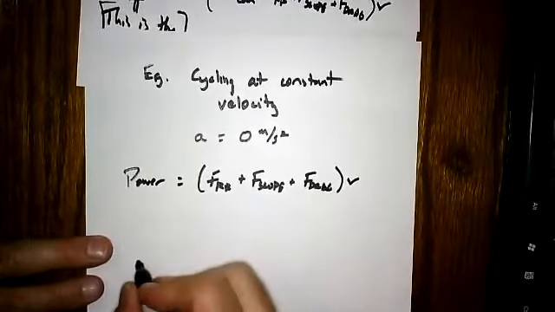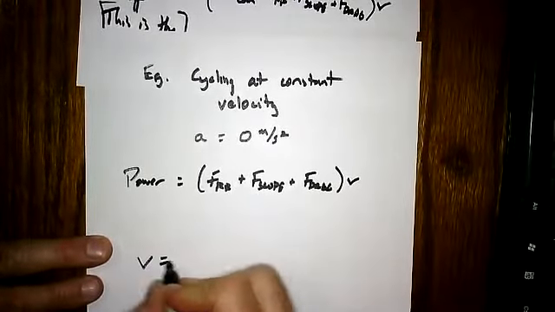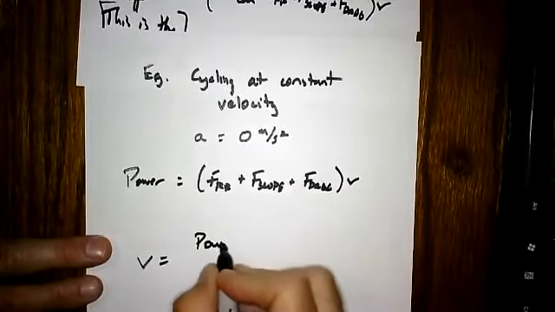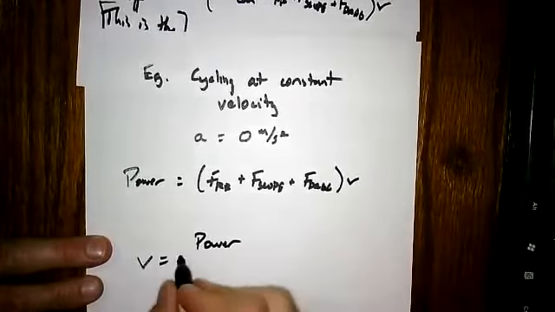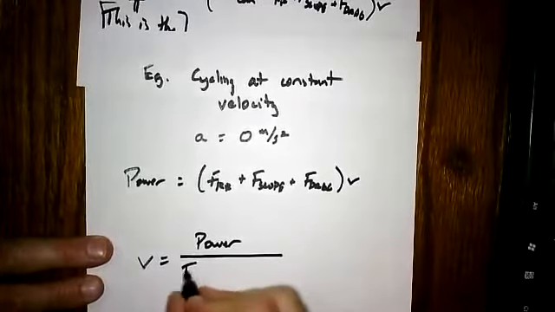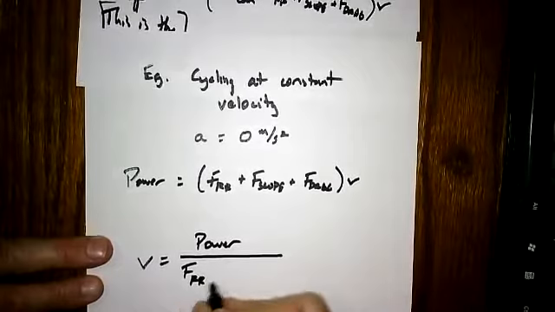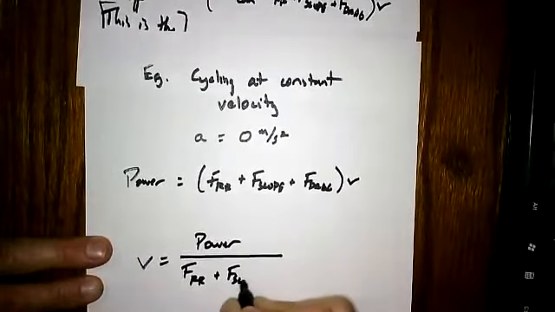I'll write it one more way. This is just algebra. It's just manipulating the equation. But how fast the cyclist is going, I'm going to put on the left-hand side of the equation, is equal to how much power the cyclist is generating divided by all the resistance forces.